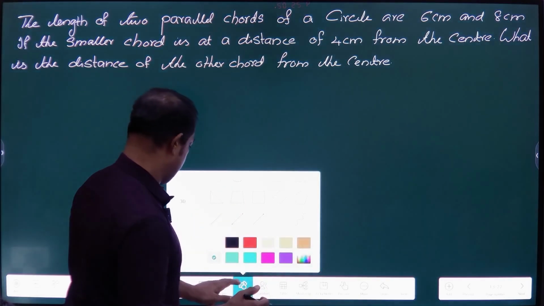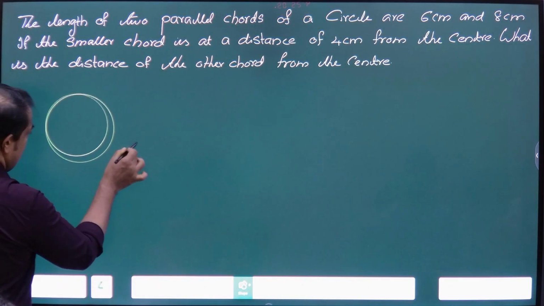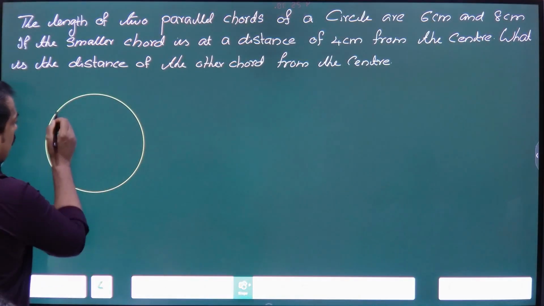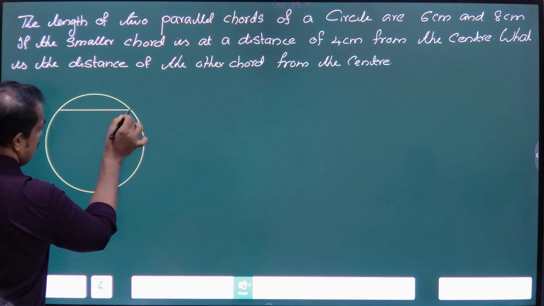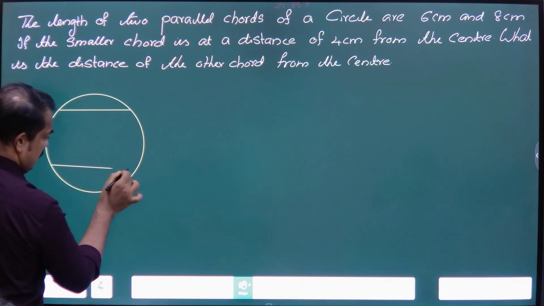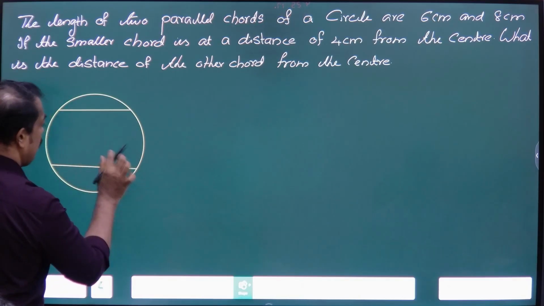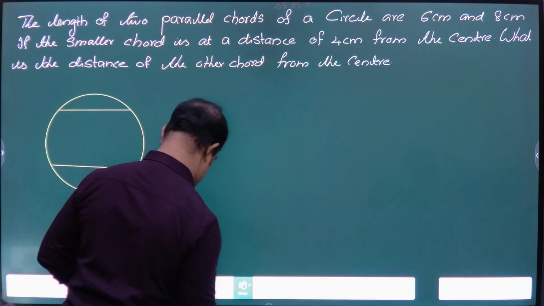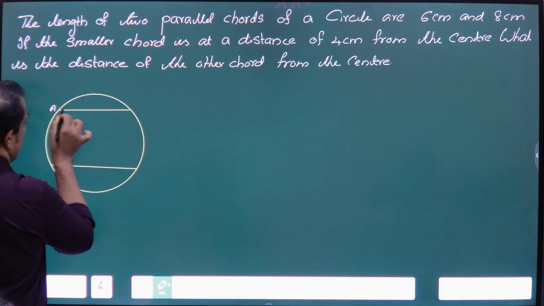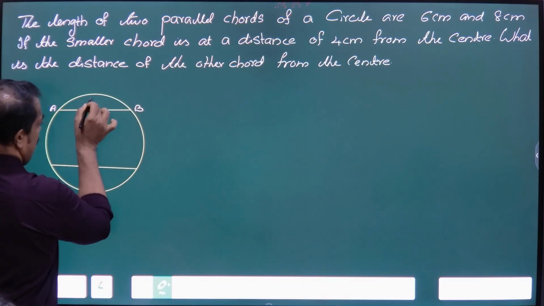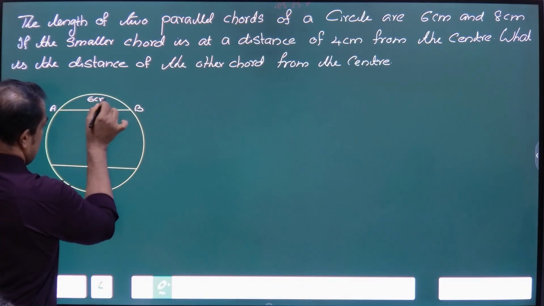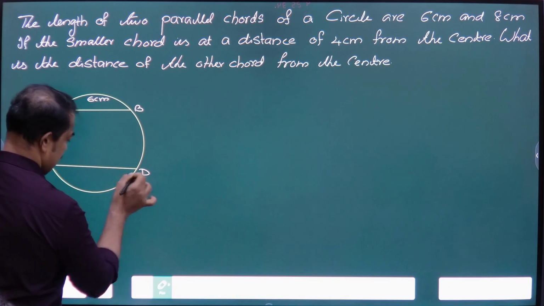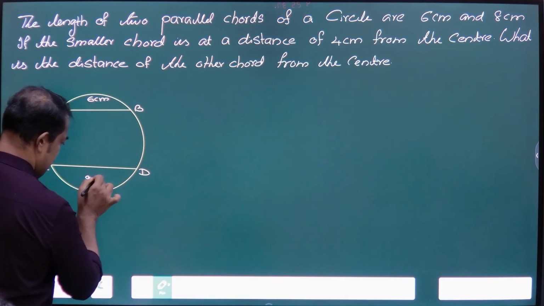Listen here. A circle is given, and two parallel chords are given. This is the longer chord, and a smaller chord AB. What is the length of the smaller chord? 6 centimeter. Length of the larger chord? That is 8 centimeter.